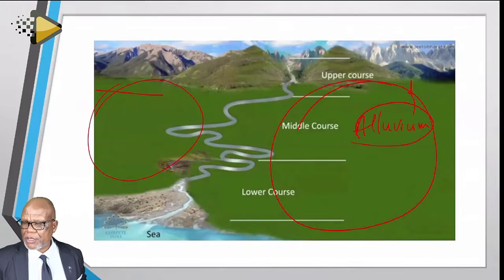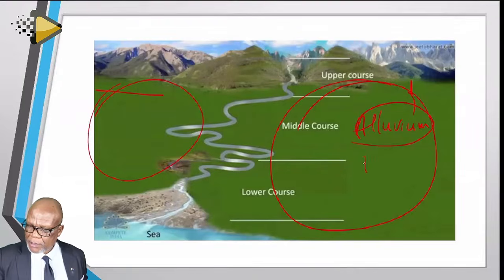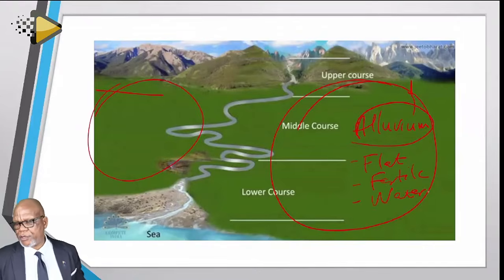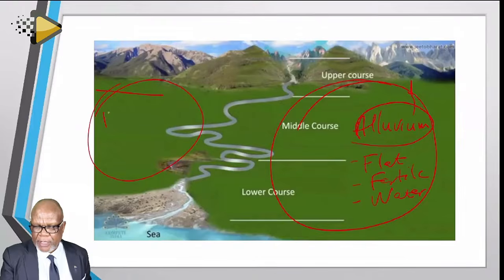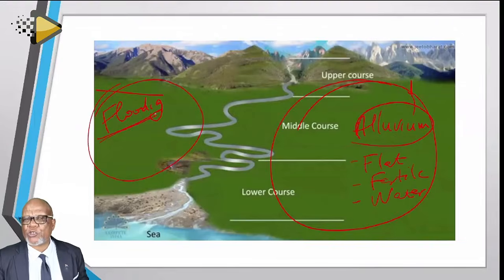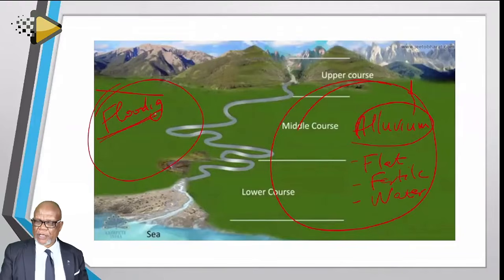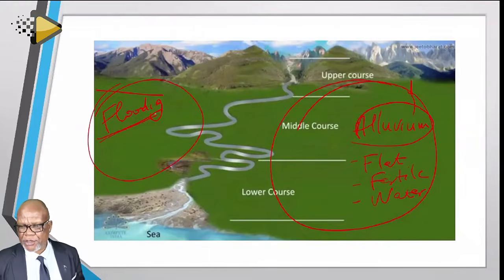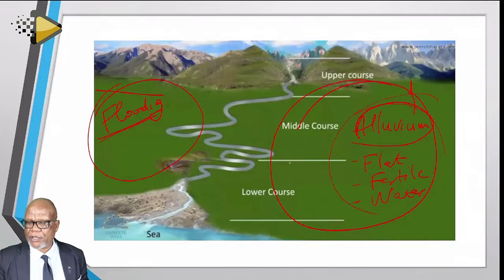Number three, it is a flat gradient. The flat gradient, number one, makes it useful for farming. It's fertile soil, which makes it useful, and access to water makes it very fertile. But now there's a risk of flooding again there. The risk is there because it's at its lower course where the river volume is higher, and the gradient is very gentle, so there are higher chances of flooding. So there are a number of factors for and against using the floodplain.